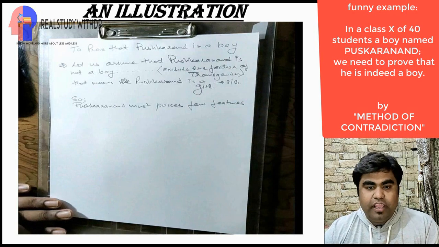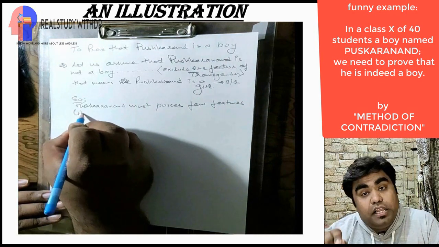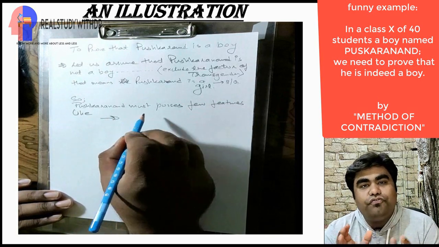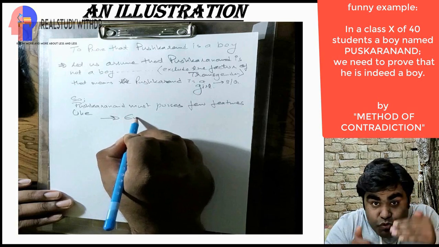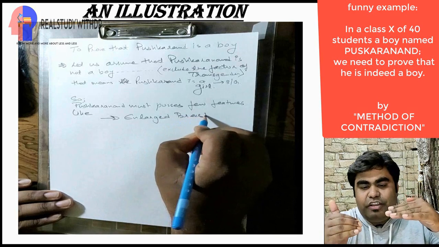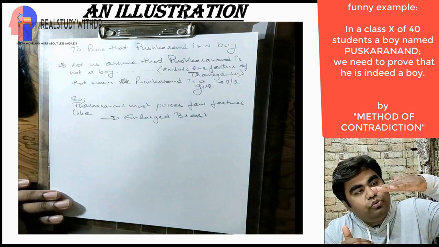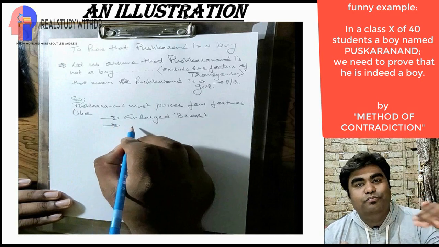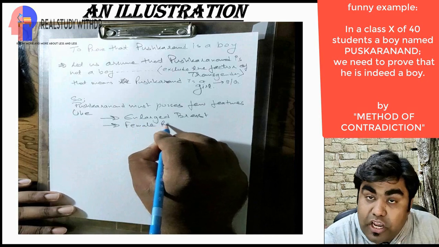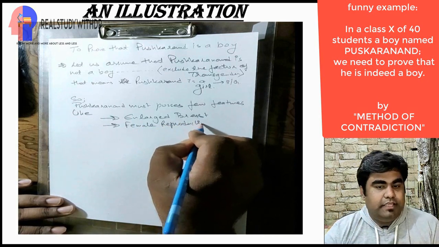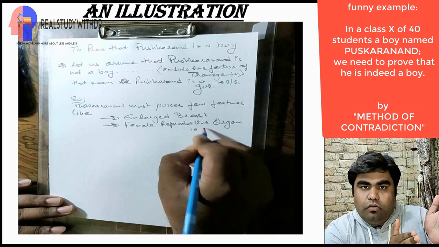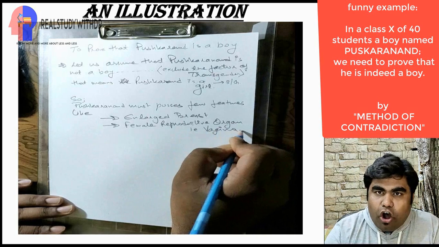So now the proving part. If he is a girl, that means the subject Pushkaranand is going to have some of the features associated with girls. The first part is the assumption. Now the second part is the proving part, the supportive arguments that I'm going to provide in order to support the assumption. Some of the features that the subject Pushkaranand must have: number one, enlarged breasts. So we are considering that Pushkaranand, the subject, must have enlarged breasts.